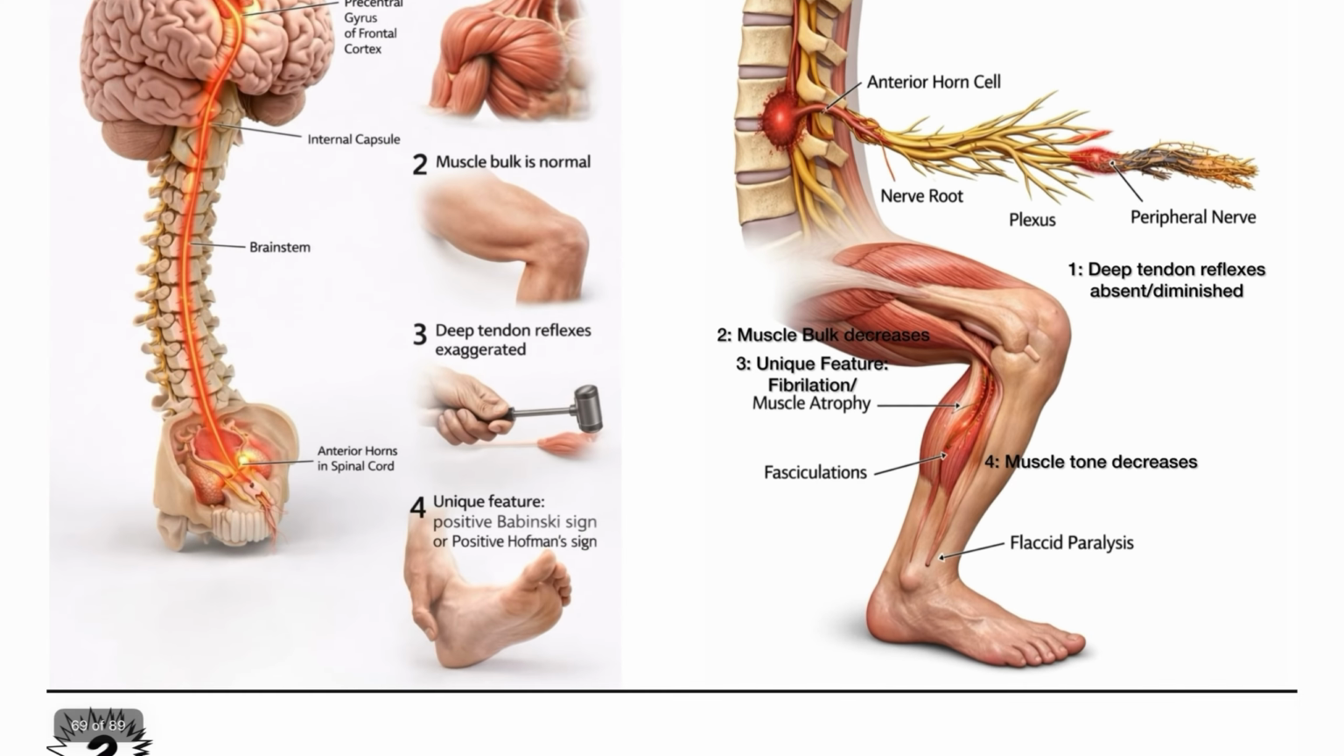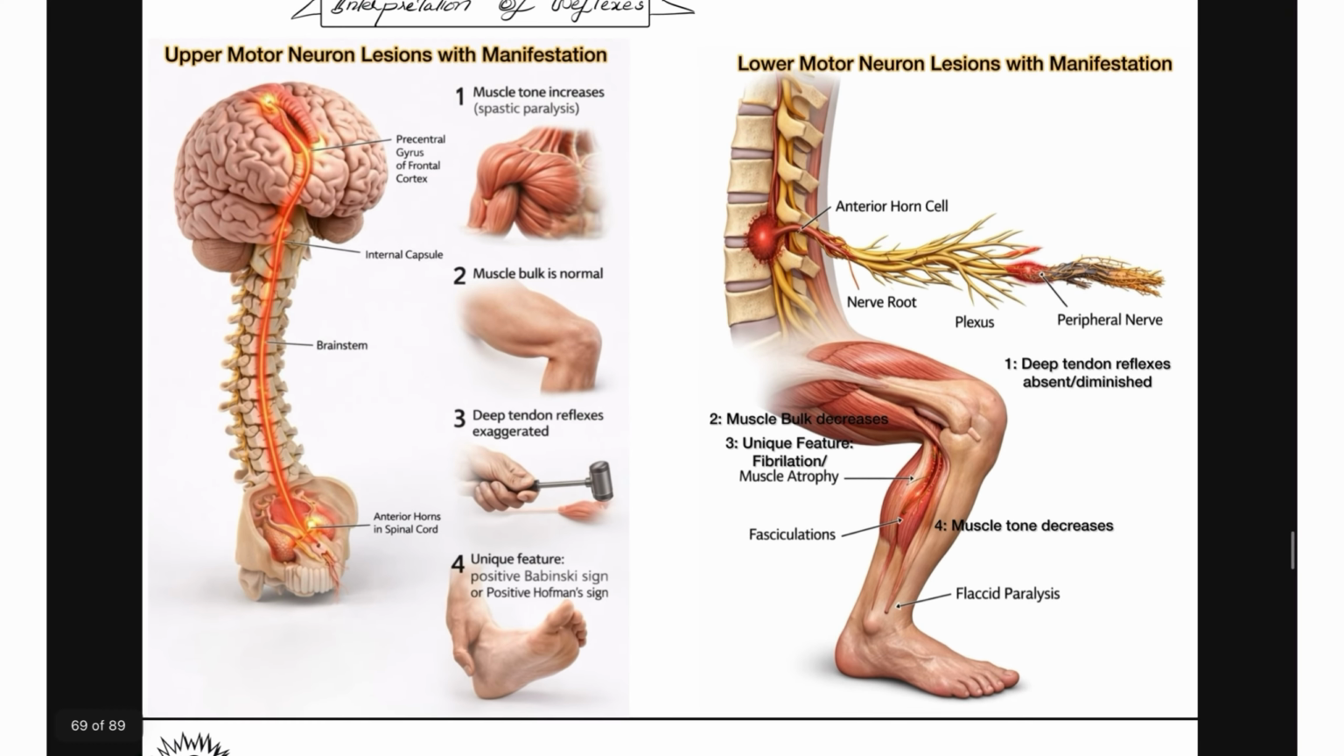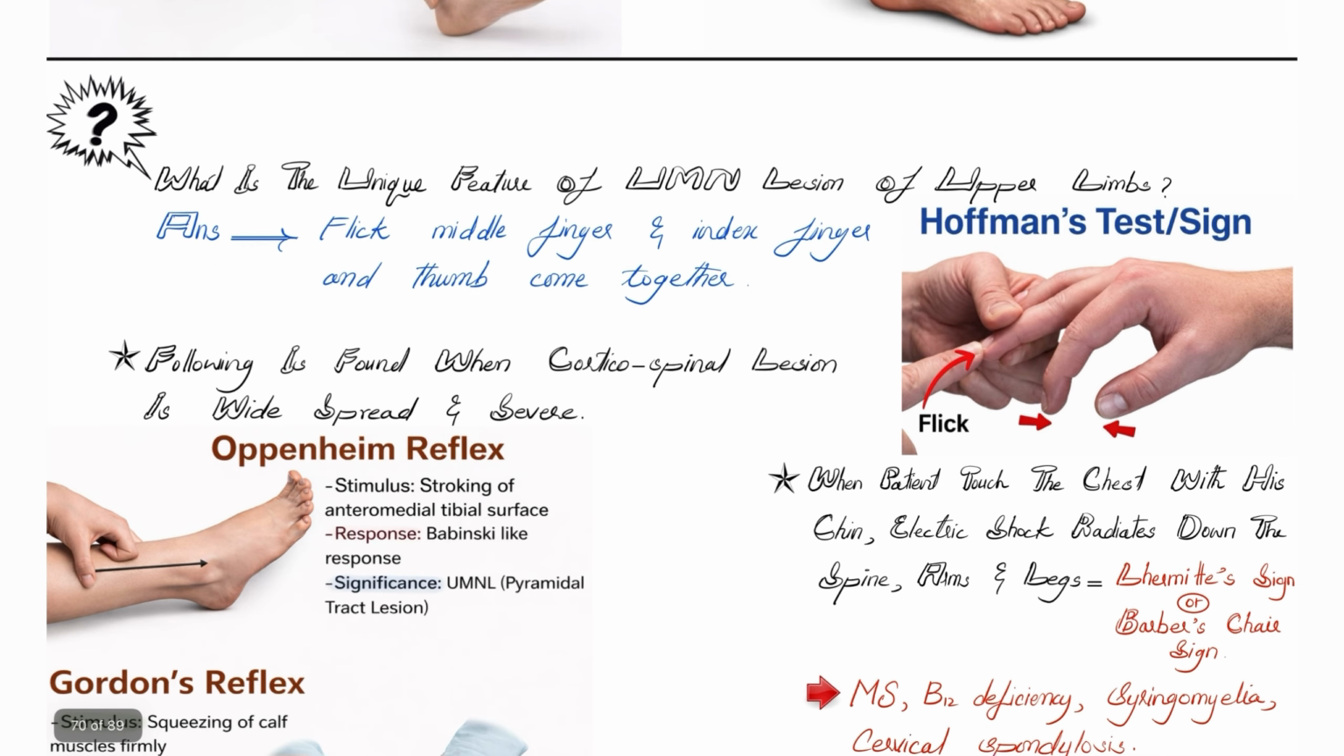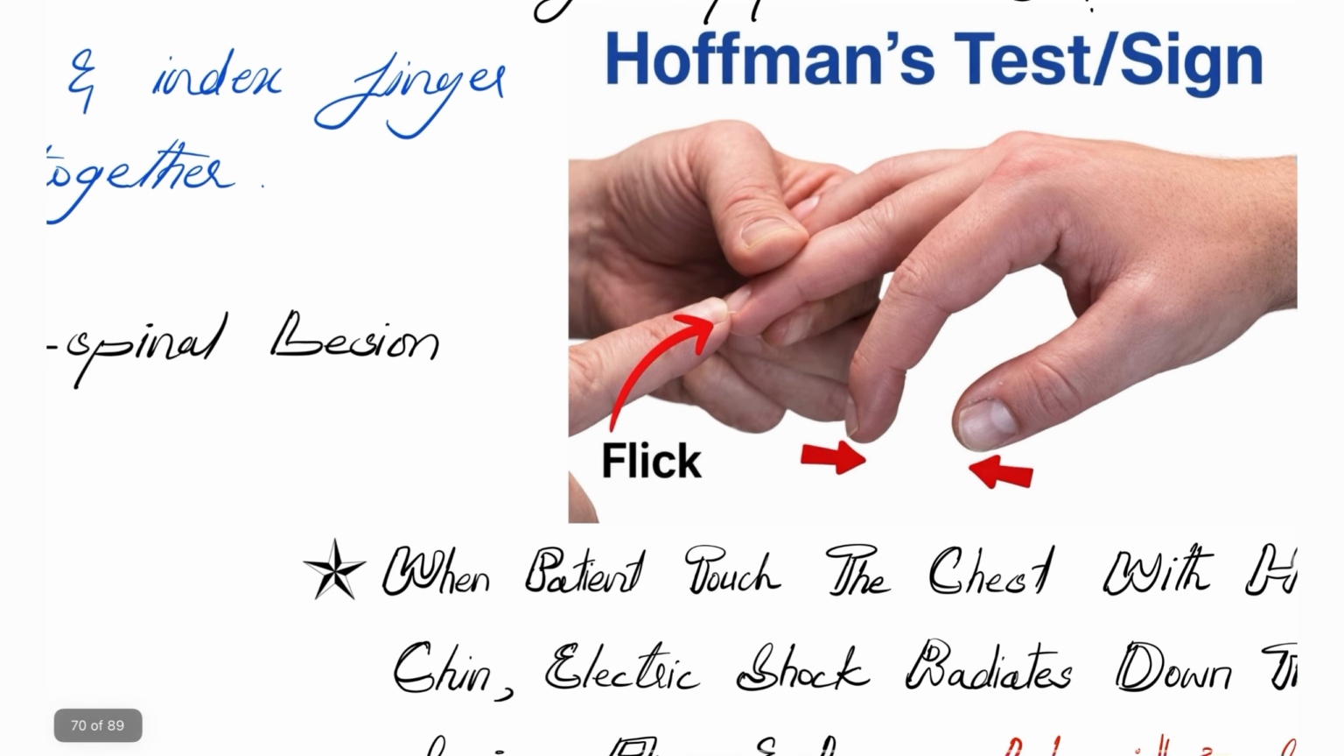So there is one question: what is the unique feature of upper motor neuron lesion of the upper limb, since the unique feature of the lower limb was the positive Babinski sign? This is the Hoffman sign. How do you trigger it? Flick the middle finger, and the index finger and thumb come together.